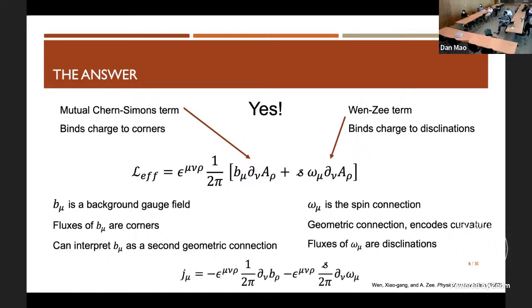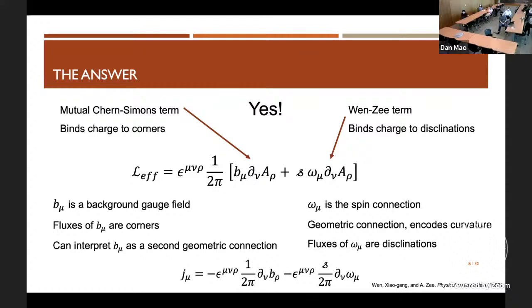And all these responses can be nicely expressed in this formula right here, which is the functional derivative of our effective action. From which we can tell that the electromagnetic free current is determined both by the fluxes of B, which are corners, as well as the fluxes of omega, which are disclinations. All right, before I go on any further, are there any questions here before I move on?